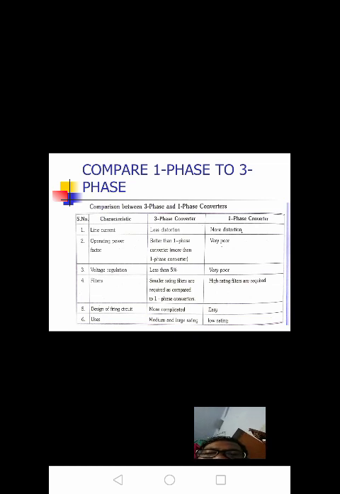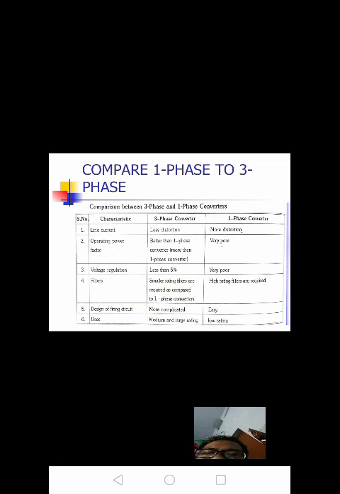Next one is the filters. Smaller rating filters are required as compared to single phase converters. In 3 phase conversion, very small rating filters are needed, but in single phase conversion high rating filters are required.